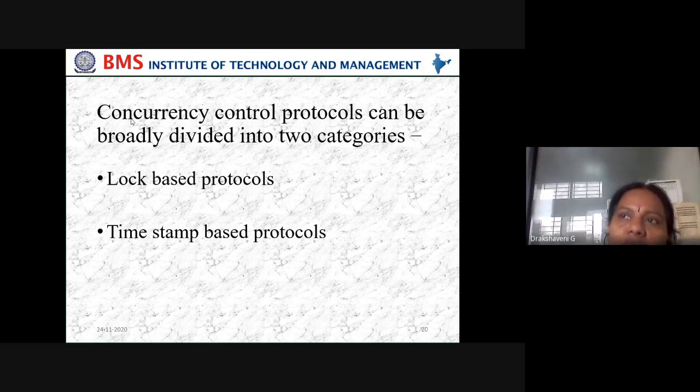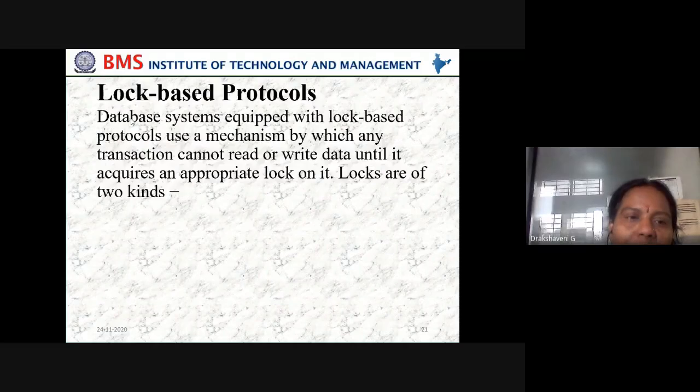What is a lock-based protocol? Once the resource is assigned to one person, that person can lock it and no others can use that particular resource. Once he releases the lock, the next person can use it. So this concept is called a lock-based protocol. In the same way, timestamp-based protocol: time will be given. So the resource is given to you for 1 hour. After 1 hour, you have to release that resource. That is what is called a timestamp-based protocol.